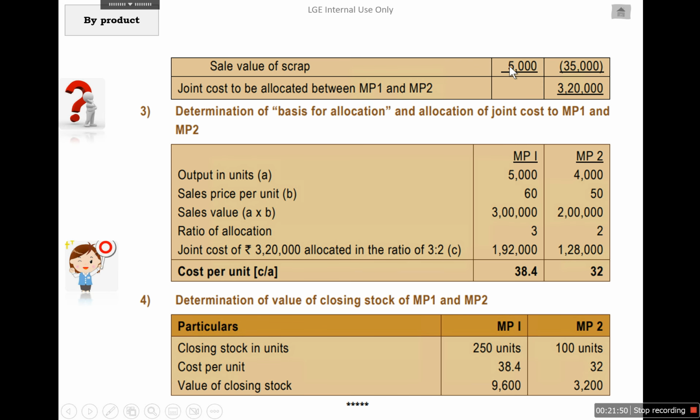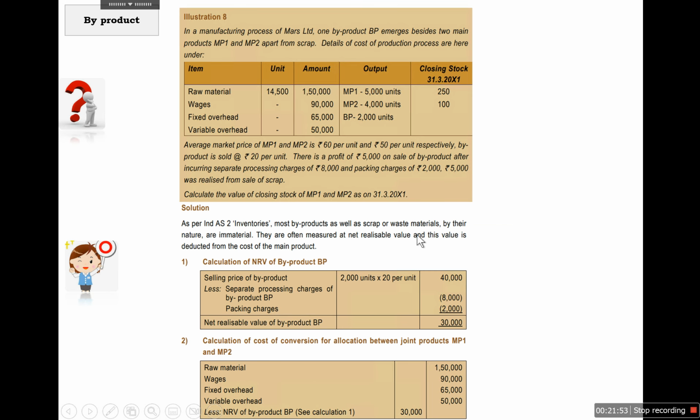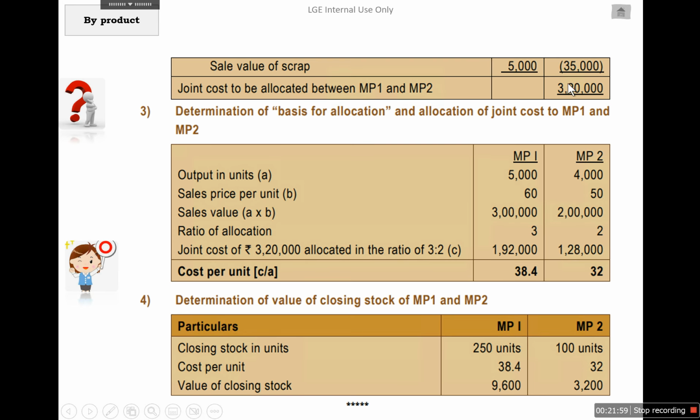The sale value is 5,000. Scrap sale value is also given; 5,000 were realized from the sale of the scrap. So the total joint cost that we need to include, after reducing the NRV of the byproduct and the scrap value, is 3,20,000, and it is allocated based on the sale price of MP1 and MP2. So per unit cost is 38.4 and 32.